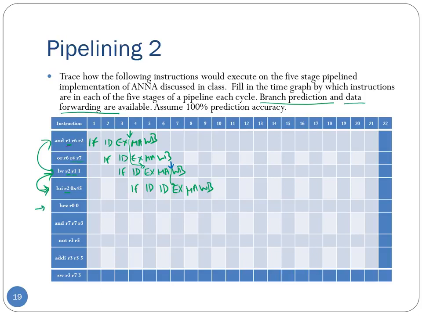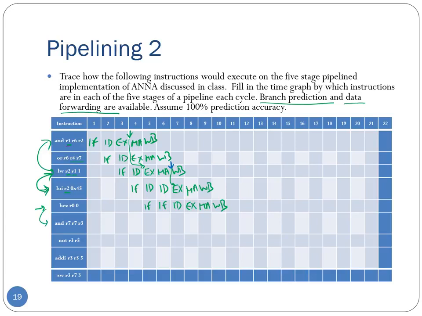Again, there is no dependency between BEZ and the previous two instructions, so it can simply fetch here, it remains in fetch because the decode is busy, then decodes, execute, memory access, and write back. Following BEZ we have the AND instruction.